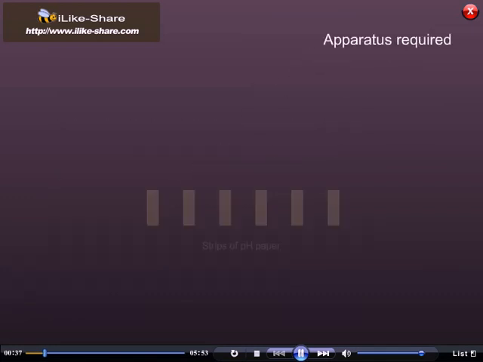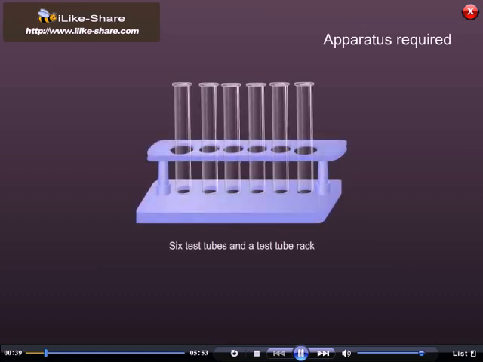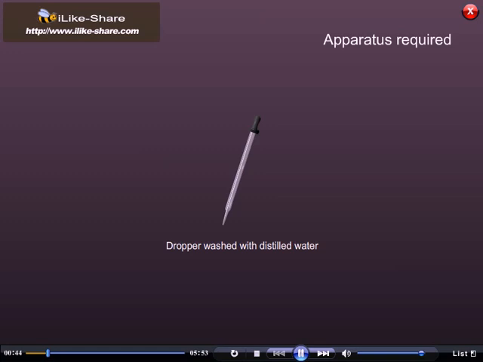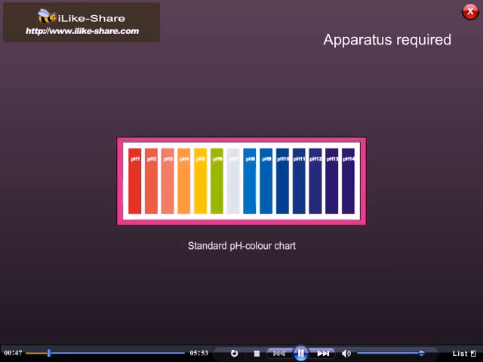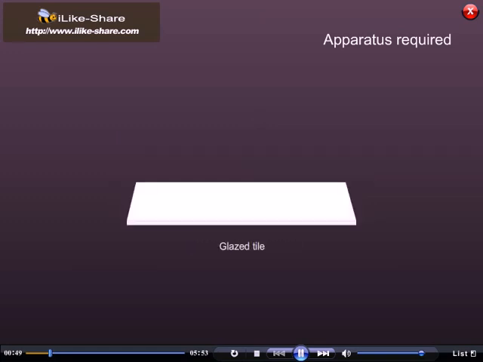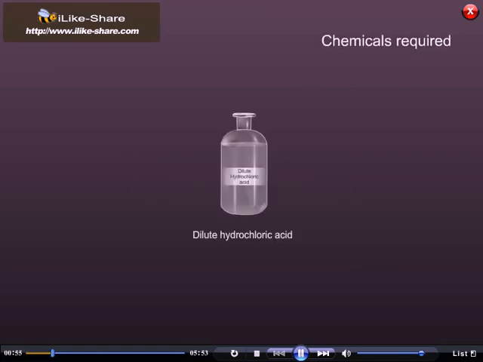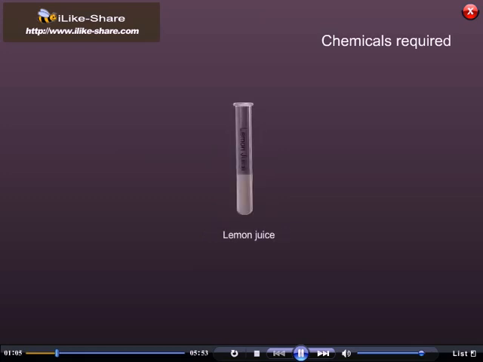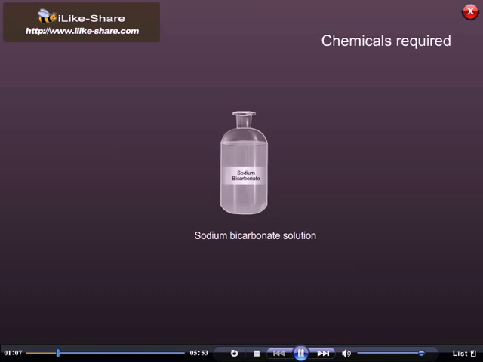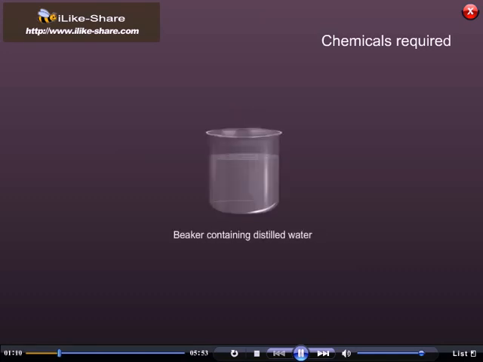Apparatus required: strips of pH paper, 6 test tubes and a test tube rack, dropper washed with distilled water, standard pH color chart, glazed tile. Chemicals required: dilute hydrochloric acid, sodium hydroxide solution, dilute ethanoic acid, lemon juice, sodium bicarbonate solution, beaker containing distilled water.